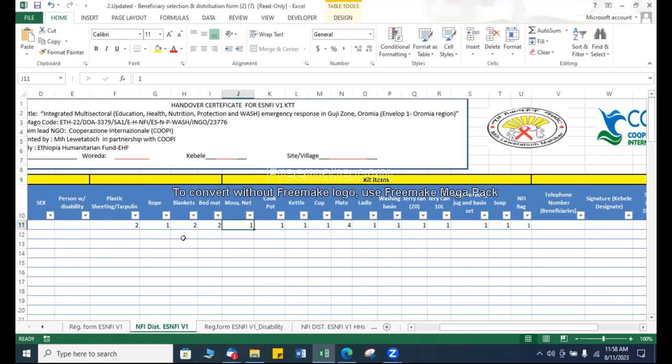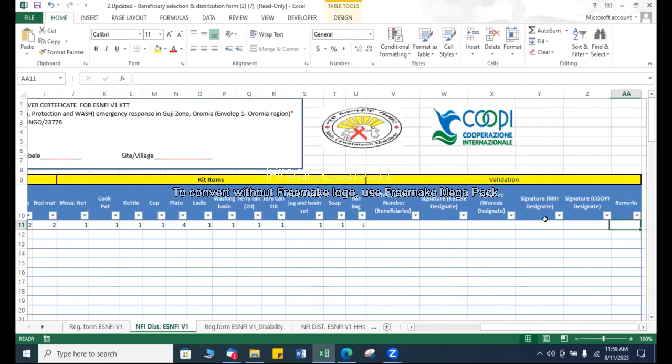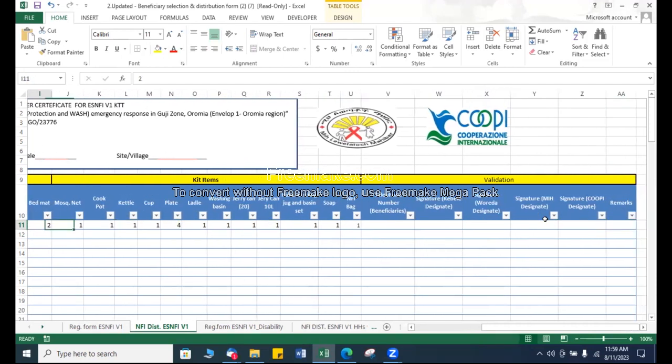So for every item we are providing, we don't have to use general naming. We have to specify on the distribution file the type of item we have given and also the quantities. So if we are just providing blankets, we have to name it blanket. Then we have to also put the quantity. If it is 2, 2. If it is 1, 1. We have to reflect this on the distribution file. So finally, beneficiary telephone numbers, the Kabale authorities designate signature, and other signatures have to be put as usual.